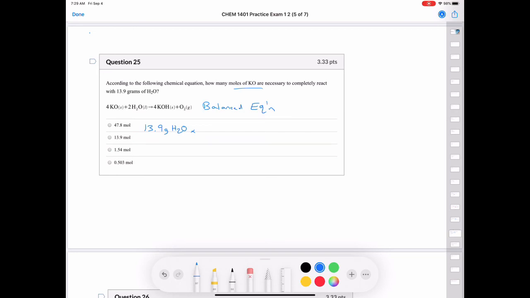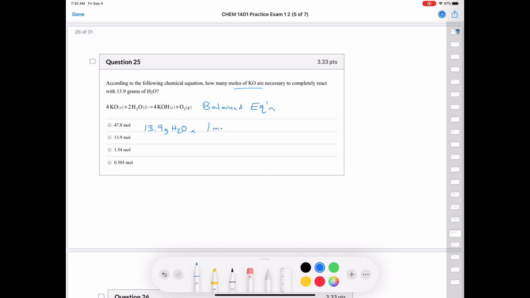Well, remember, the stoichiometric coefficients 4, 2, 4, and 1 represent the relative number of moles of each compound in this reaction. So that means that when I consume 2 moles of water, I'm actually going to consume 4 moles of KO. So the first thing we need to do is determine the number of moles of water that's being used up. So how many moles of water are there in 13.9 grams? Well, we can use the molar mass of water to determine that.